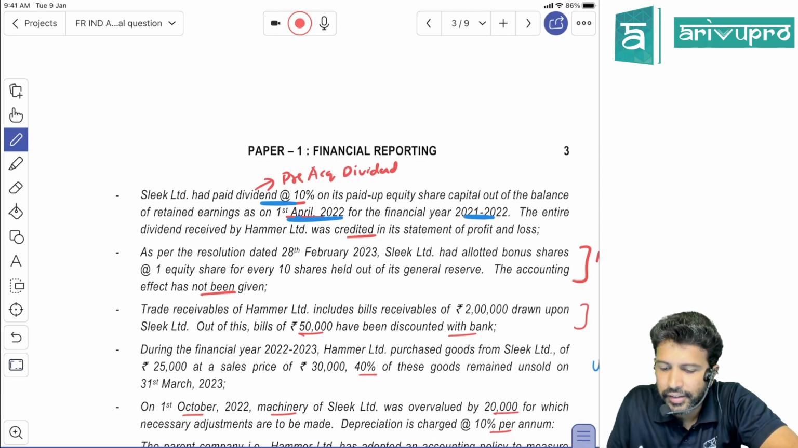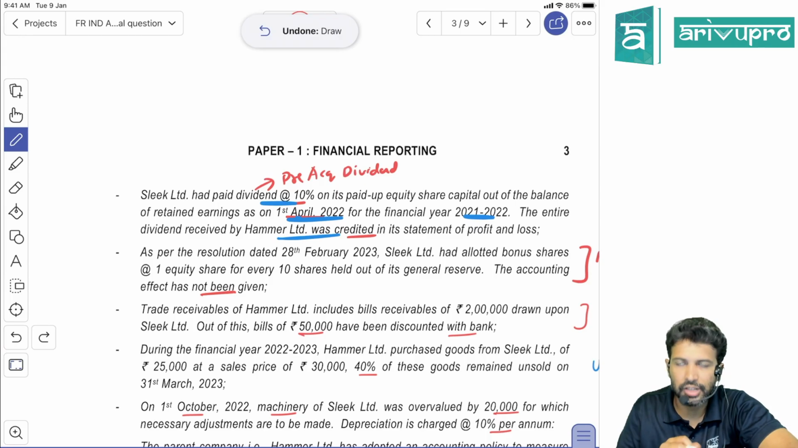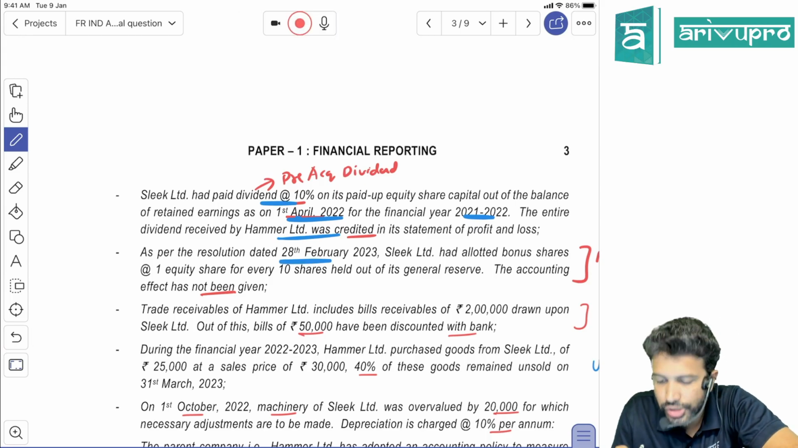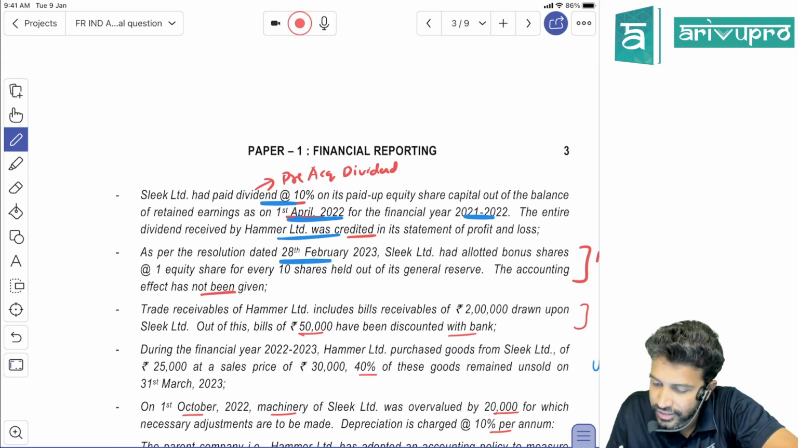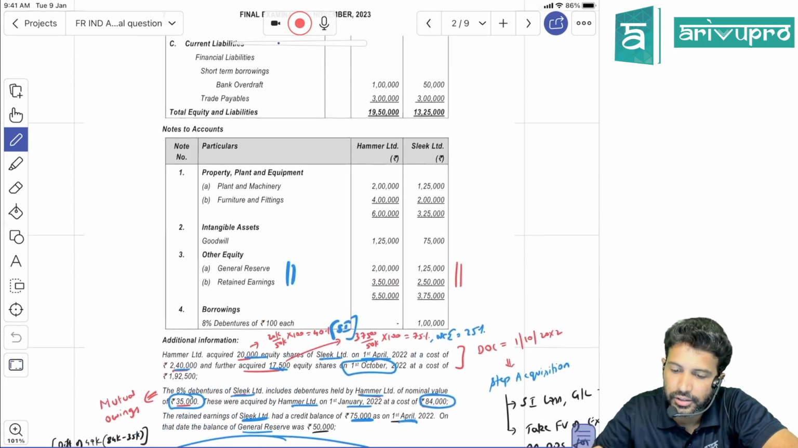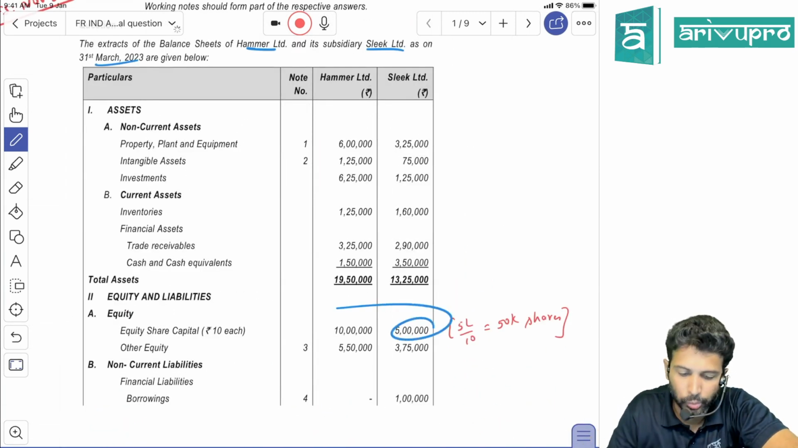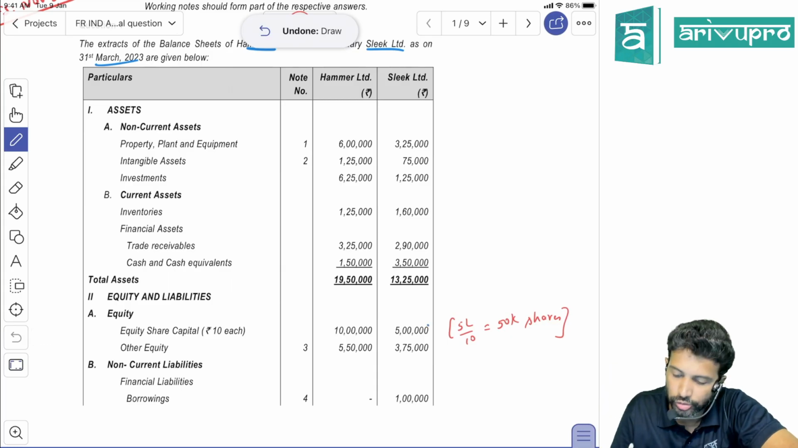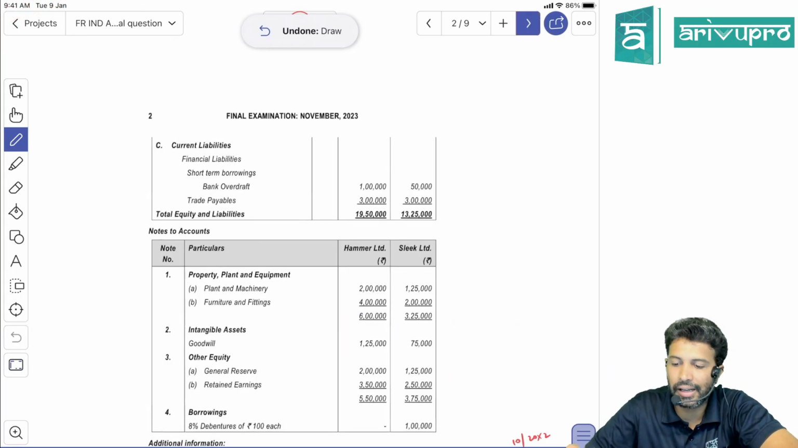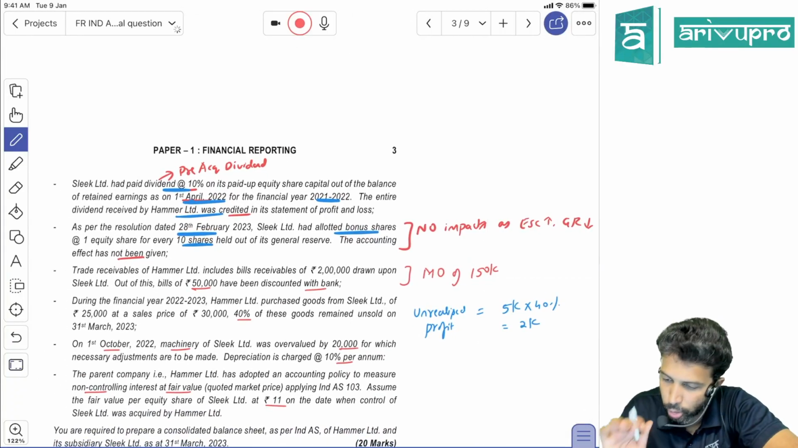The entire dividend received by Hammer was credited in its SPL account. So they have transferred this to SPL. As per the resolution dated 28 February 2023, Sleek had allotted bonus shares, 1 for every 10. The subsidiary company's share capital is how much? Here, 5 lakh rupees. For 10 shares, they are giving 1 bonus. So 5 lakh divided by 10, the value will be 50,000. So basically, they are giving 50,000 worth of bonus shares.